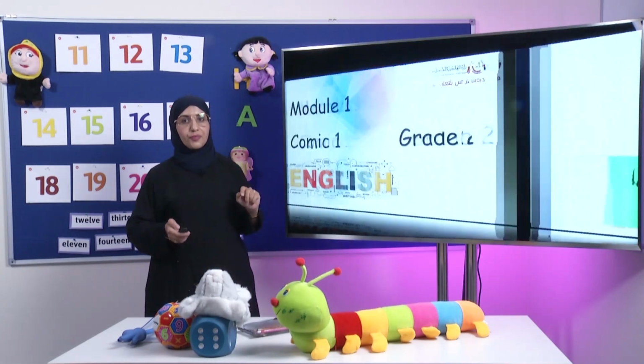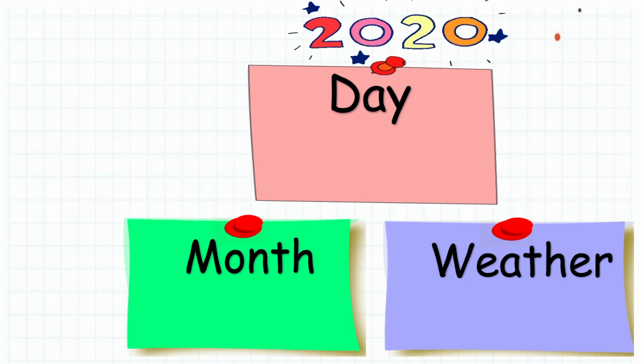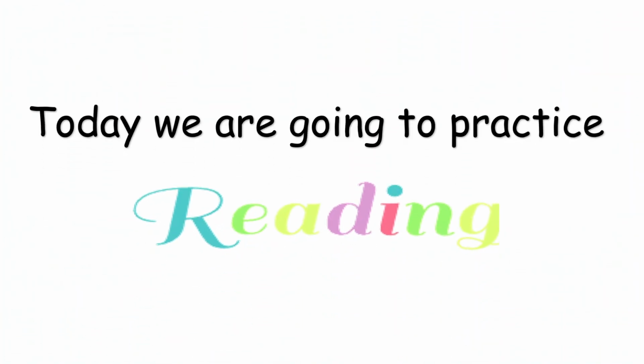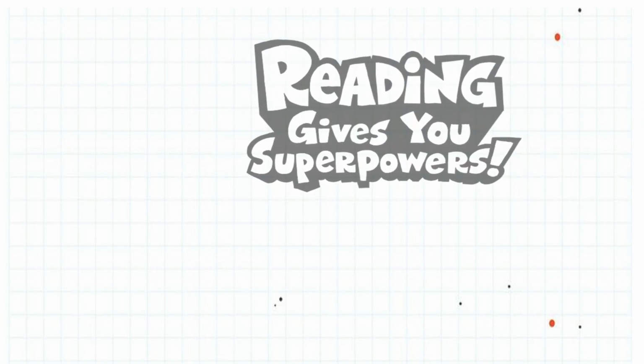Let's start. But first, you will do the day, month, and weather with one of your family. Okay, our lesson is about Comic 1, so we are going to practice reading. Okay, my dear students, now we are going to read our super reader words. Okay, let's start.